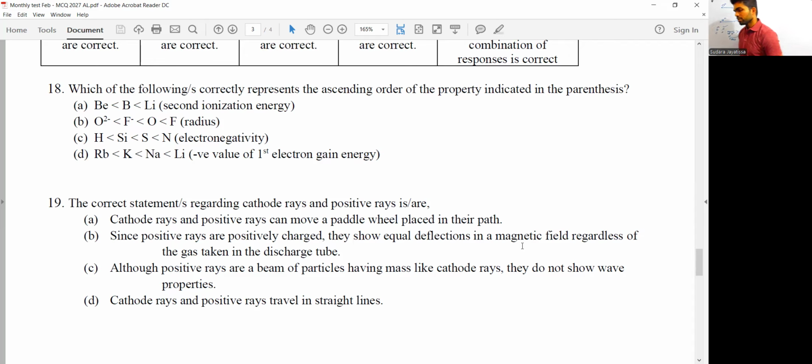Because electron, proton, those things are very small. Positive rays are very small. So they can show particle as well as wave behavior relative to their size. So golf ball, bullet, they can't show wave properties. Why? Because relative to their size, their wavelength is very, very small.